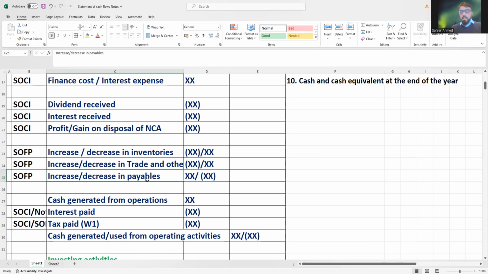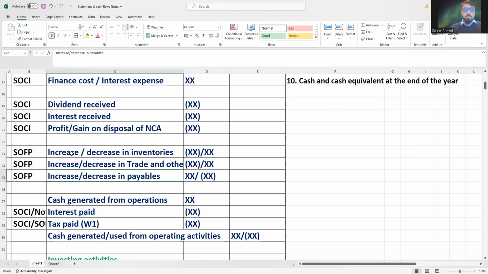Now, any decrease in trade payables means that the company must have paid its suppliers. And if that's the case, then cash outflow, we must have paid. So decrease in payables will be cash outflow. An increase in payables means that we are given credit from our suppliers, which is positive cash flow. In other words, a cash inflow.